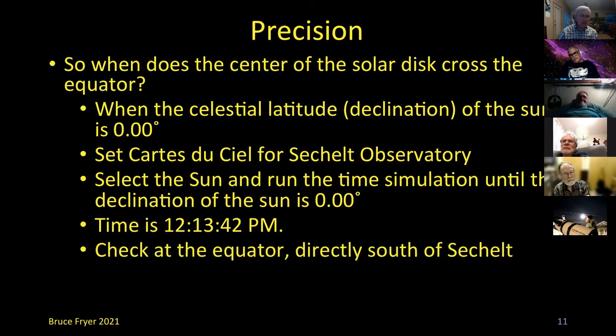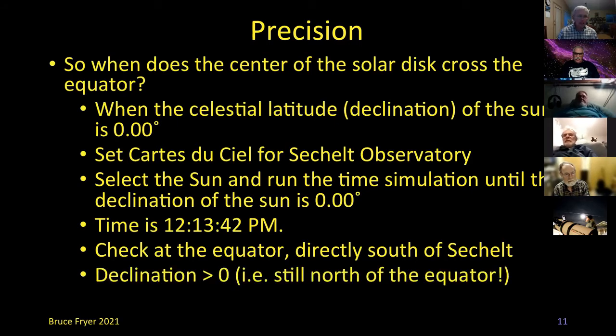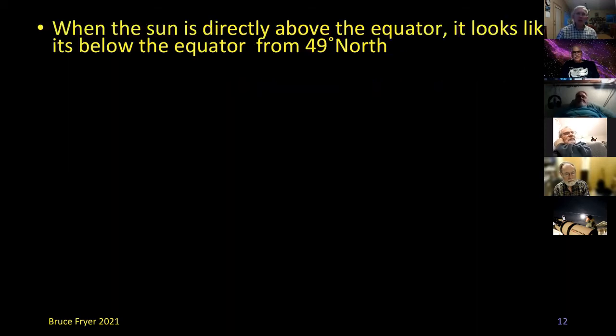So what I did was I said, well, I'm going to check at the equator directly south of Sept. So I went south of Sept, and yes, that was a large part of it. The declination was greater than 0 when you were sitting on the equator. So, of course, what I then did was I advanced the time until the declination at the equator was 0. Okay, so why is this?